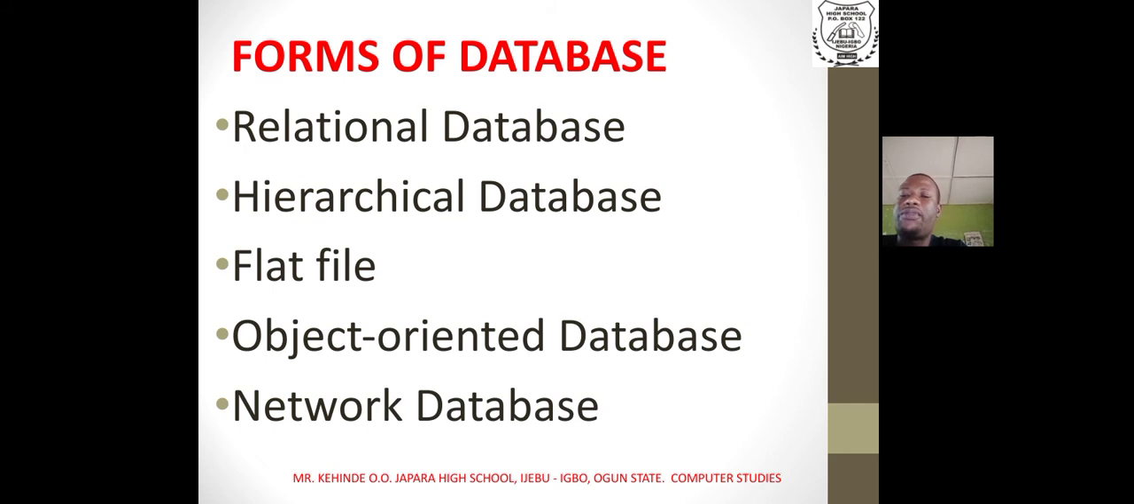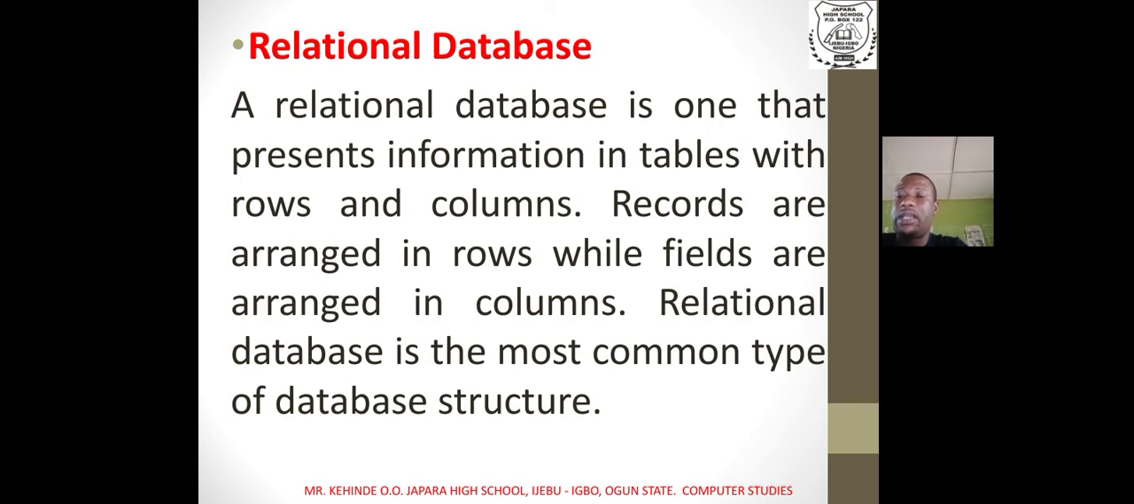So let's look at the forms of database, that is, the different types of database that we have. For the purpose of this class, we will limit ourselves to these 5 forms of database. We have the relational database, the hierarchical database, the flat file database, the object-oriented database, and then the network database. So these are the 5 forms of database that we have. Let's pick them one after the other.